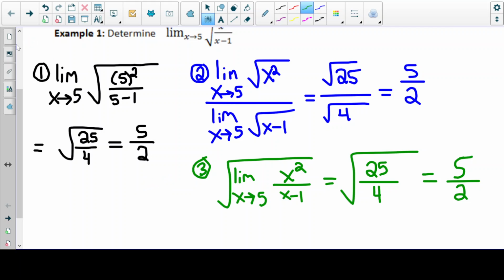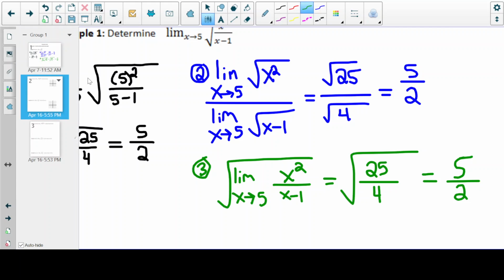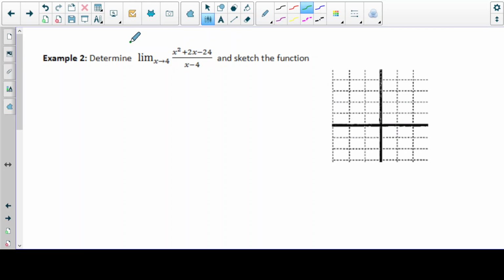All right, now what we're going to be looking at is solving different types of limits. It says determine the limit as x approaches 4 of the function x squared plus 2x minus 24 divided by x minus 4, and sketch the function. Now, the first thing with this function is that it's clearly not continuous, because when I put a 4 in our denominator, our function is undefined. So our function is not continuous.